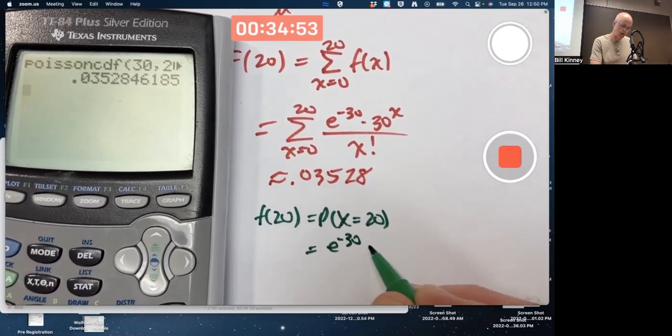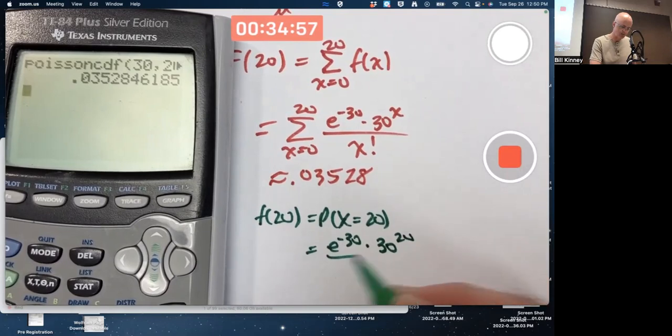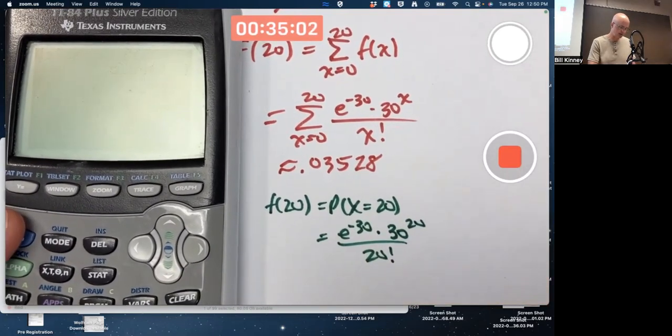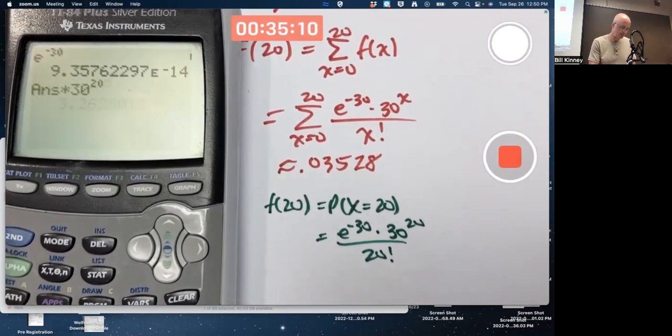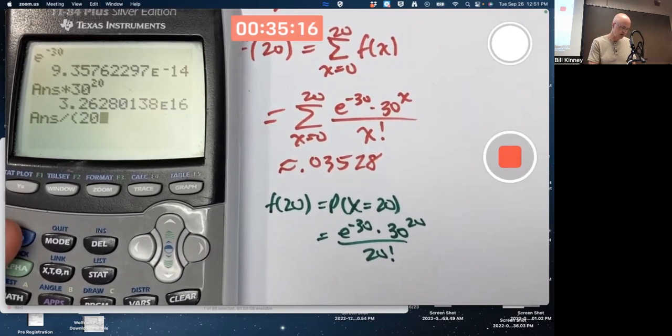We could do that without using the built-in function. We could do this, although it does make me wonder if these numbers are too big or small for the calculator to handle. What is e to the negative 30 power? Okay, it's using scientific notation. 30 to the 20th power results in a big number, but divide by 20 factorial. Go to my math menu to get the factorial.